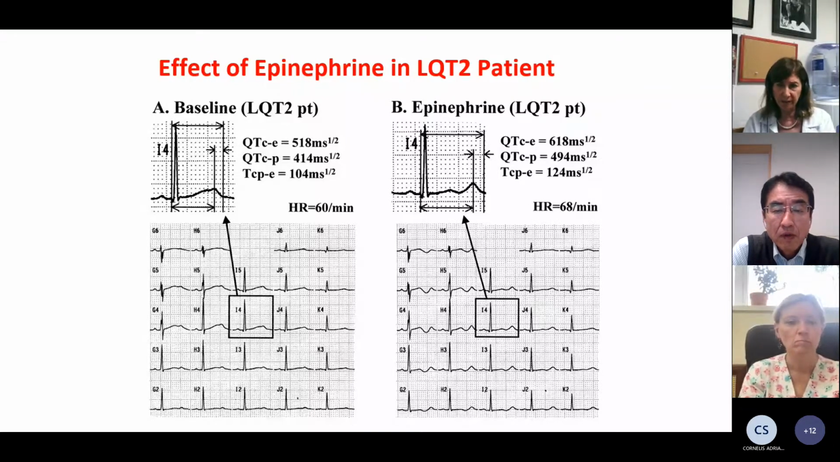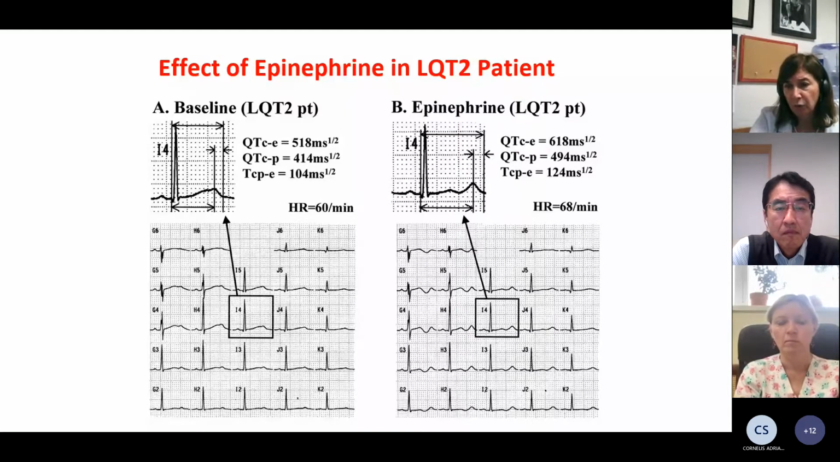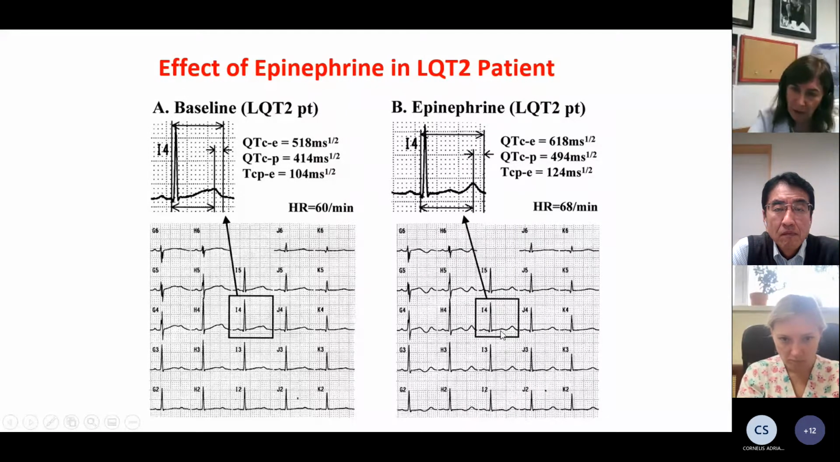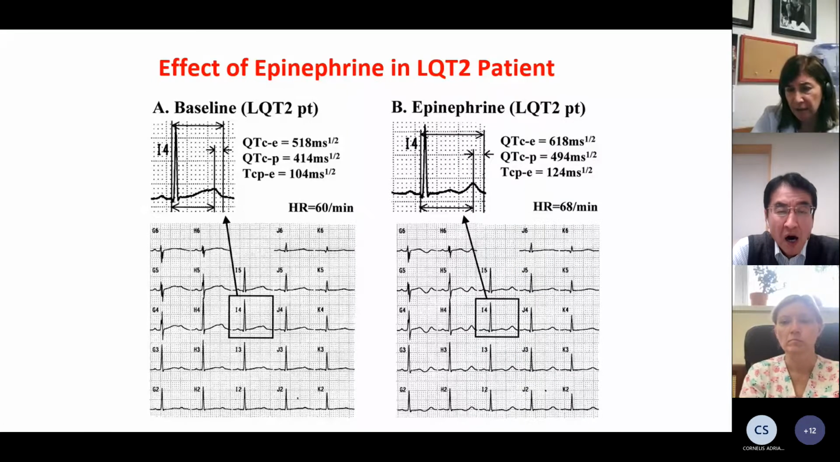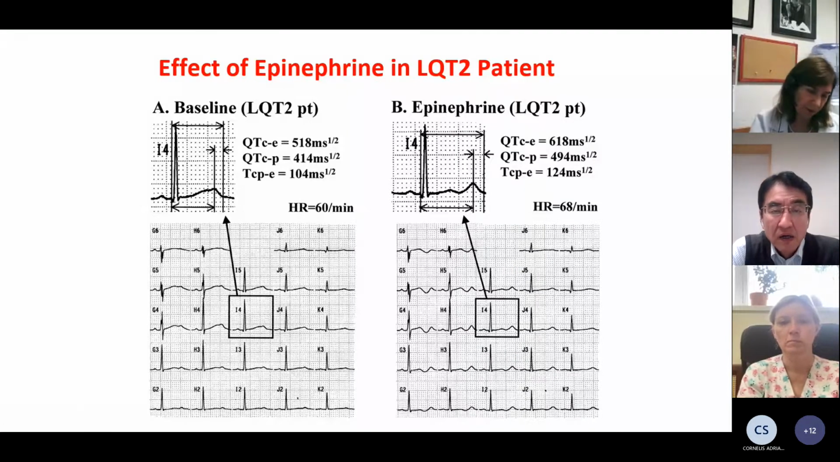Another possibility to ameliorate the diagnosis is to use drugs such as epinephrine to verify whether there is a marked QT prolongation during the infusion of phenylephrine. You see that, for example, in a patient with LQT2, epinephrine is able to elicit exactly what you would expect in an IKs mutation, such as this. So a late component of the QT emerges with the phenylephrine infusion.